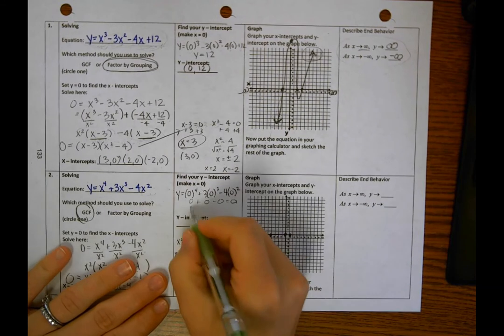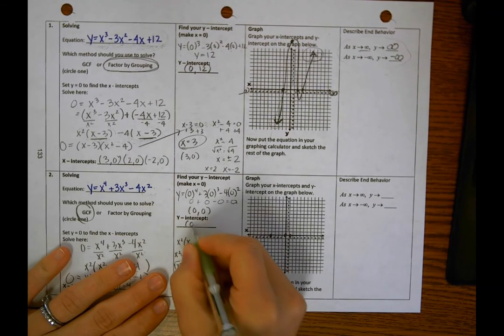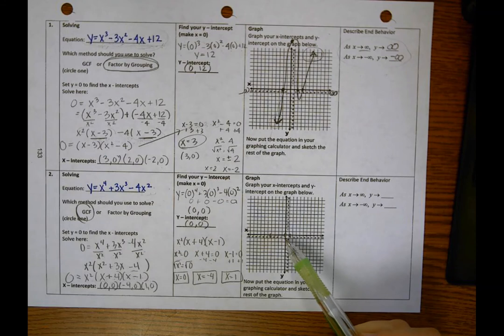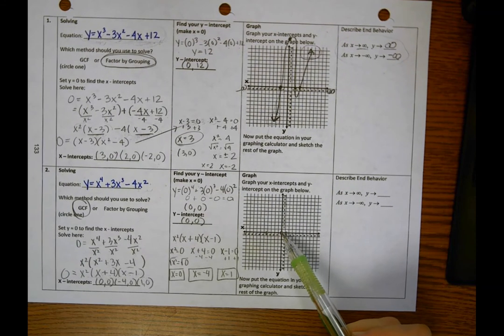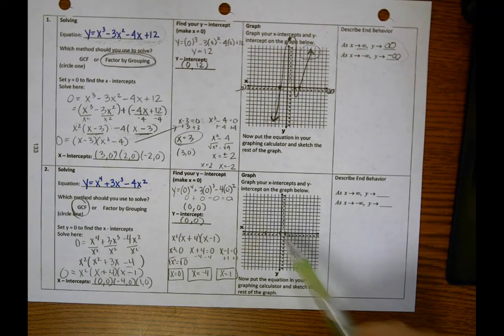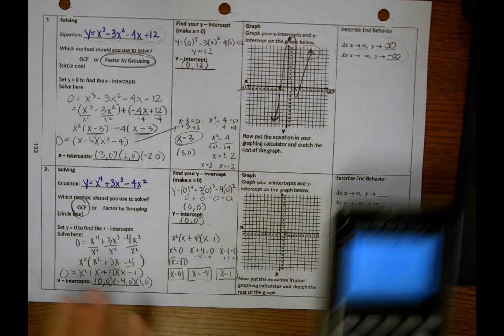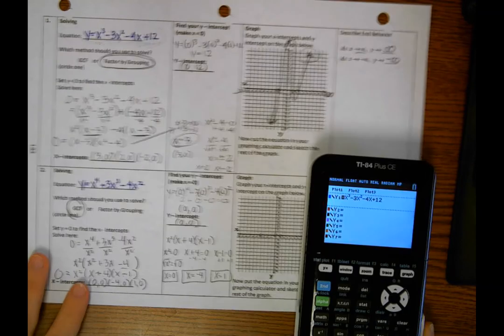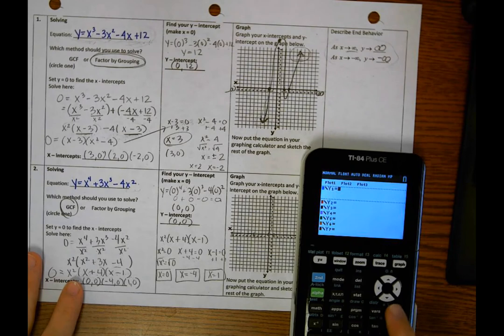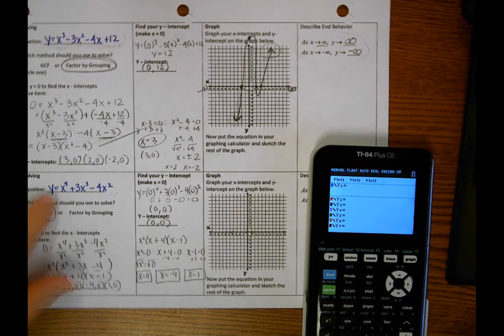So my y-intercept, when x was 0, y was 0. And we already have that point graphed because it's also an x-intercept as well. So now I have my x-intercept graphed and my y-intercept graphed. So now I'm going to use my calculator. Going back to that calculator, I'm going to go to my y equals, clear the old one, and type in my new function.